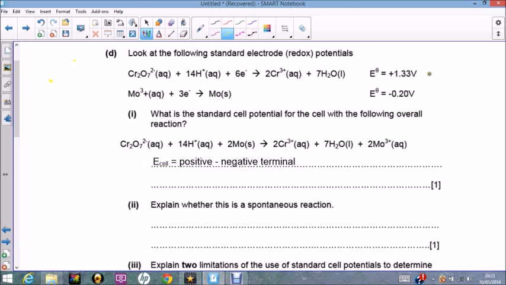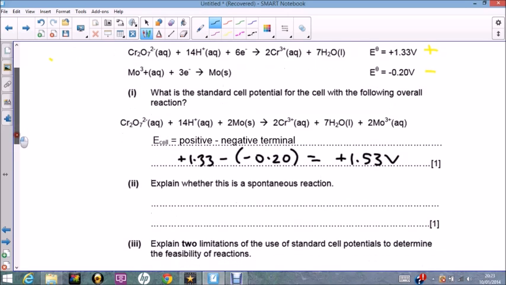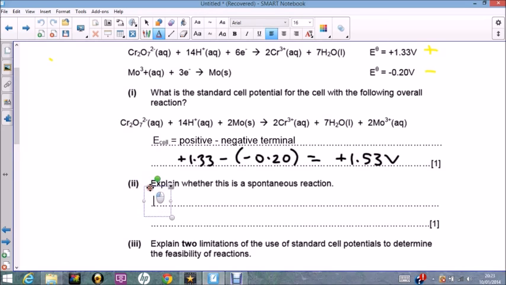So let's look up here. This one is the positive terminal, this one is the negative terminal. So we're going to have plus 1.33 minus 0.20 gives us plus 1.53 volts. Next it says, is this a spontaneous reaction? Spontaneous when it refers to electrode potentials, is talking about whether the cell potential is positive or not. So we say yes, because the cell potential is positive.